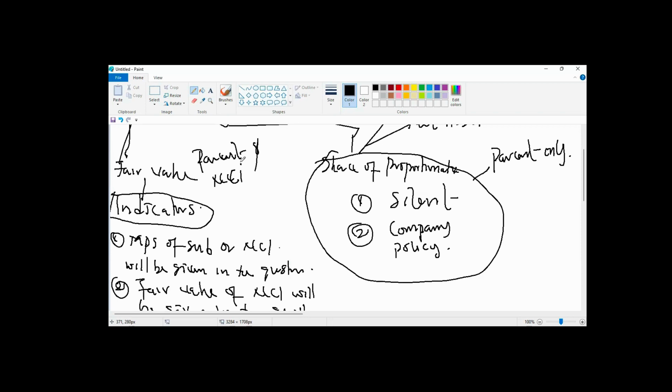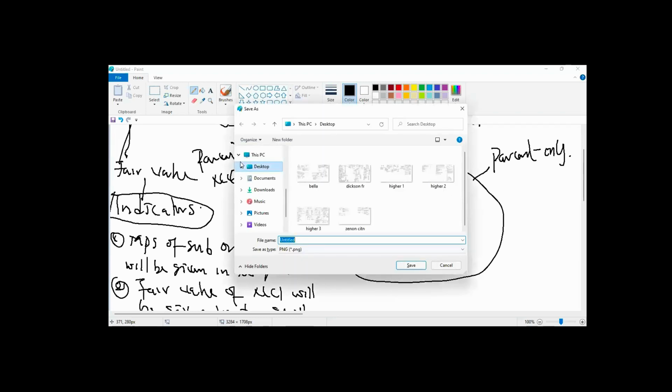Good. Now, let's go to the sample question on goodwill. Parent acquires 600,000 shares.